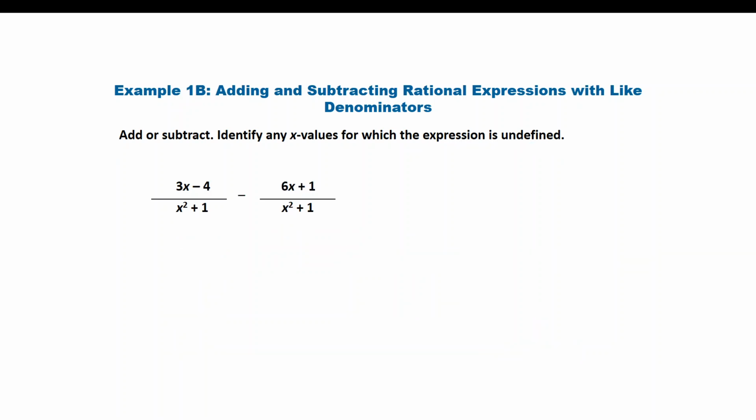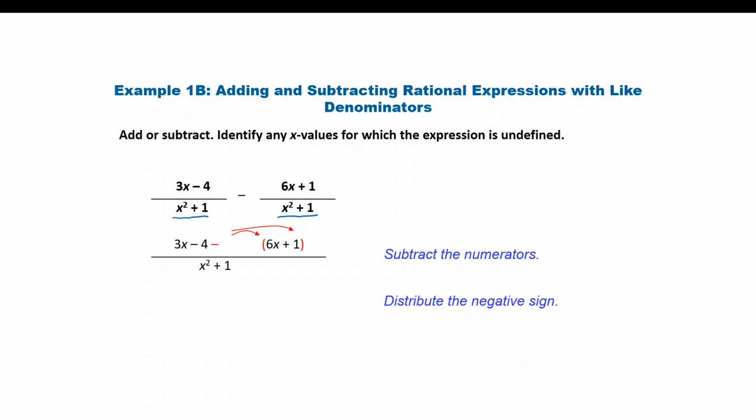All right, this example is asking us to subtract this time. So first thing we want to do is take a look at our denominators. Are they the same? Yes, we do have a common denominator. So all we have to do is subtract our numerators. But I want you to be really, really careful when you subtract, because you have to subtract this entire piece of 6x plus 1. So we need to be sure to distribute our negative to both of those pieces. So we're going to distribute our negative sign, and now that I've done that, I can see what my actual problem looks like: 3x minus 4 minus 6x minus 1.